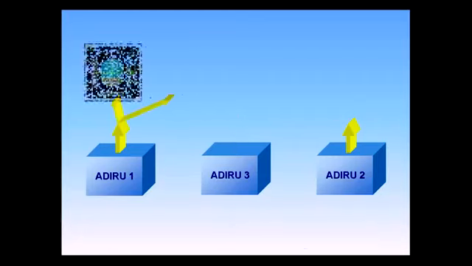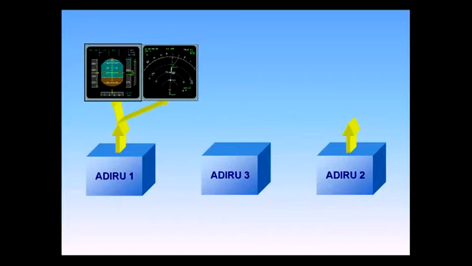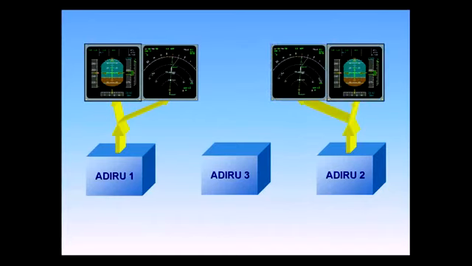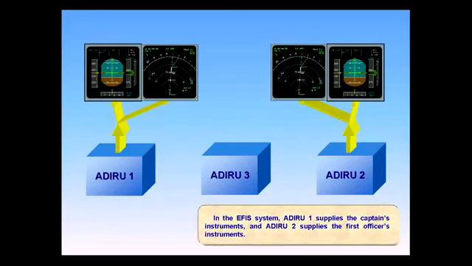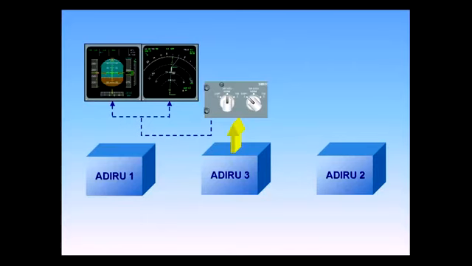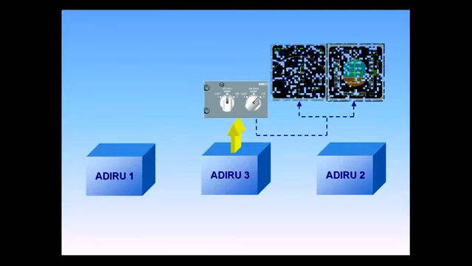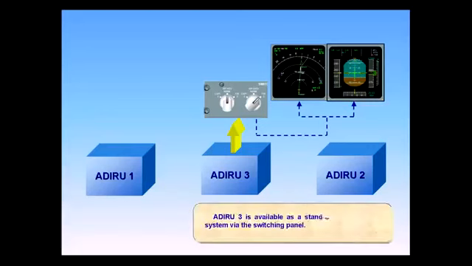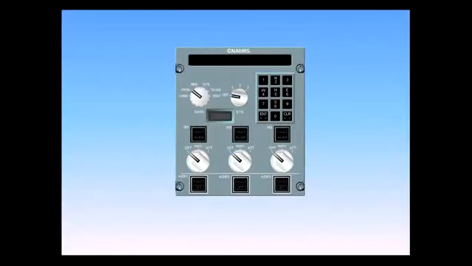In the EFIS system, ADIRS 1 supplies the captain's instruments, and ADIRS 2 supplies the first officer's instruments. ADIRS 3 is available as a standby to either EFIS system via the switching panel. Now let's look at the ADIRS control display unit.